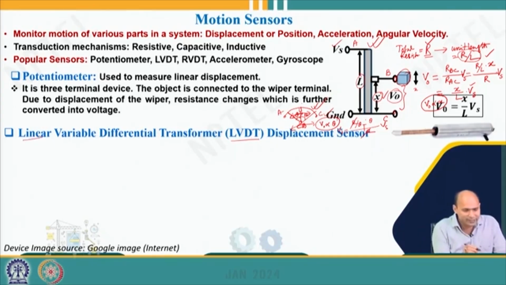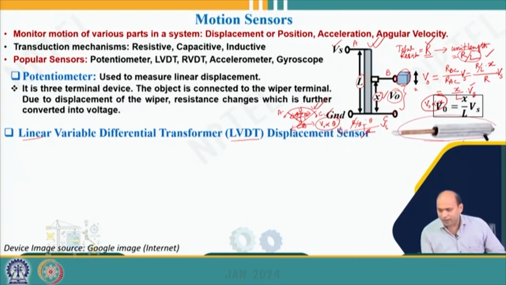So what do they mean? Linear means obviously that the input output characteristics will be linear. Variable means that if I vary the displacement, then it will produce the electrical output voltage. Now, differential transformer. Its construction is kind of a transformer, but not a straightforward simple transformer, it is a differential transformer. So that is the meaning of each of the terms: linear, variable, differential transformer, and it typically looks like this kind of device.